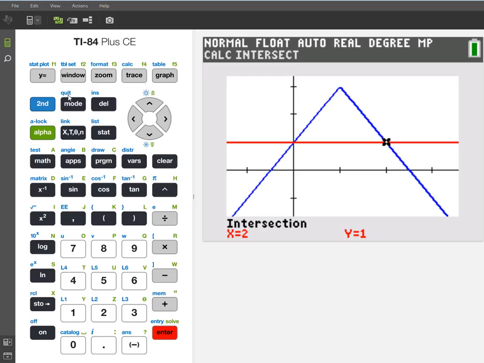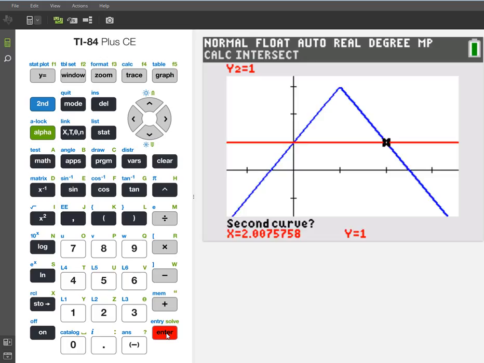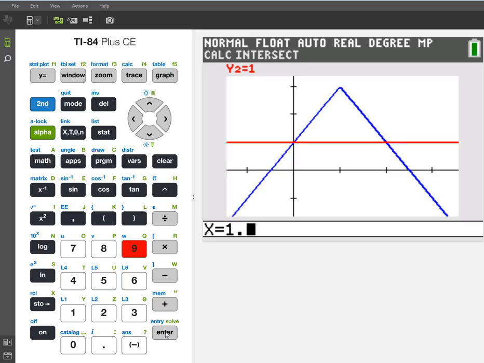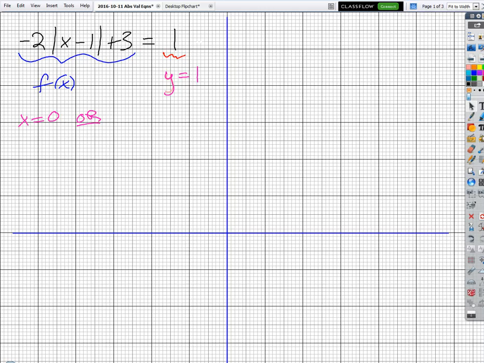So if I were to have gone, that might have been confusing. So if I went second, calc, 5, and I hit enter, enter, and for my guess, what if I said 1.9 and hit enter? Then it still tells me the same intersection, right? Because my guess was close to that one. So my other solution is x equals 2, right? Everybody see that? Okay. So I found them both.